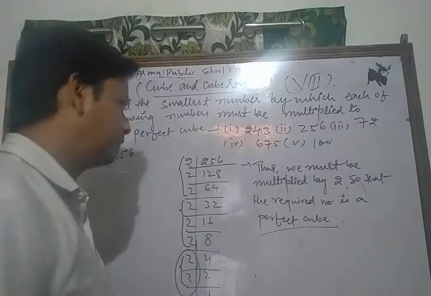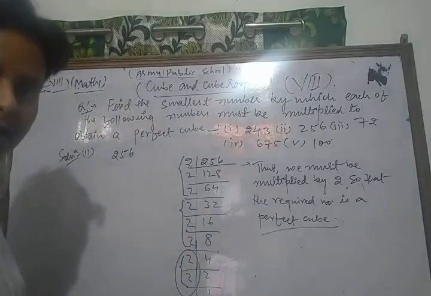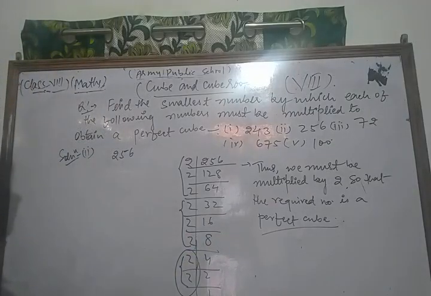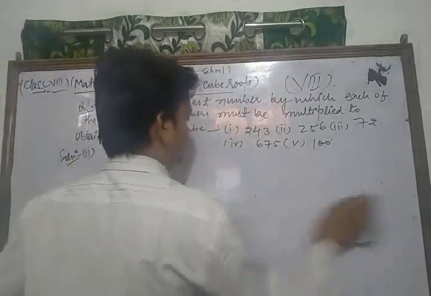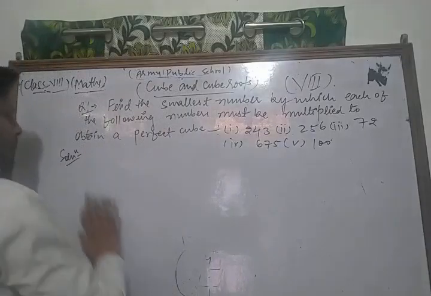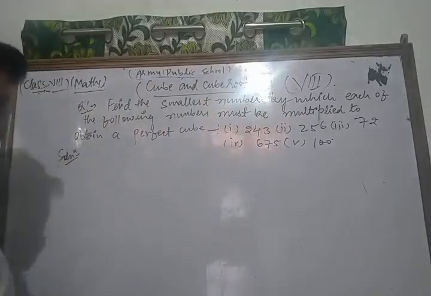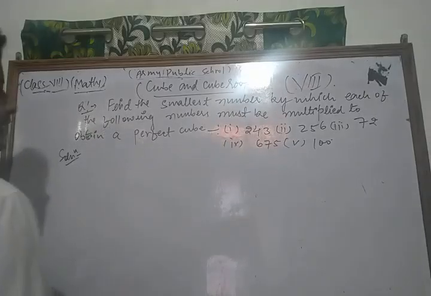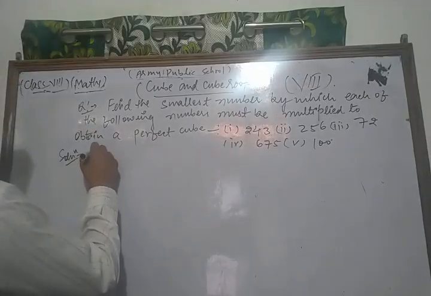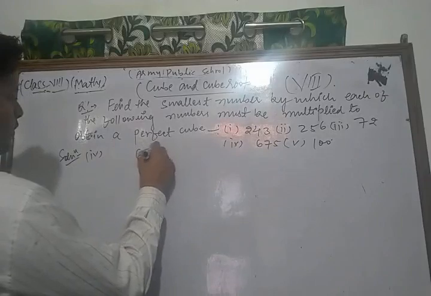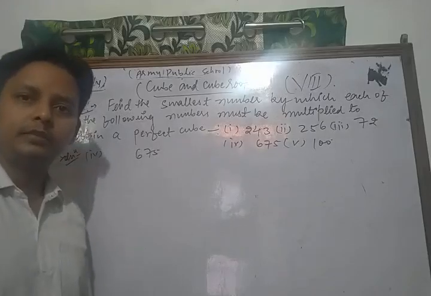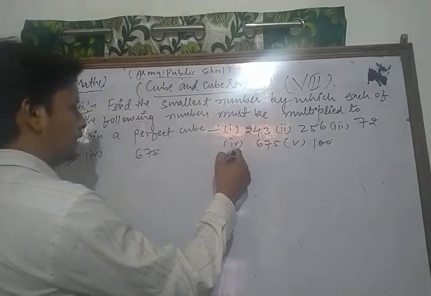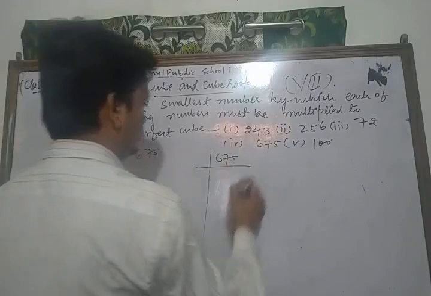Okay dear students, now we solve some other important question. Now we solve the fourth part of this question, which is 675. So we do the same process. First of all we do the prime factorization. Let's see, 675.